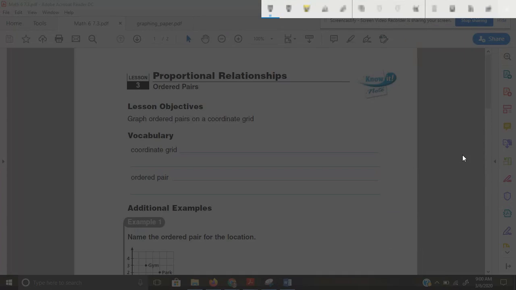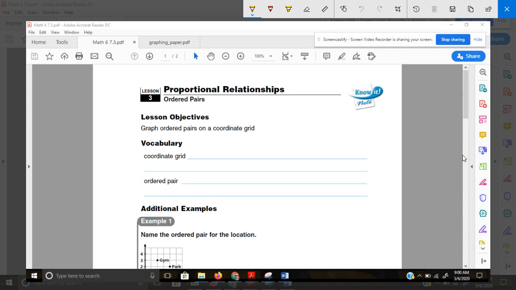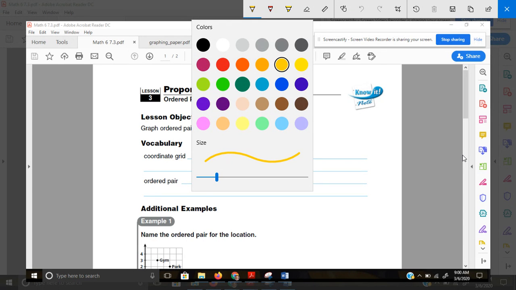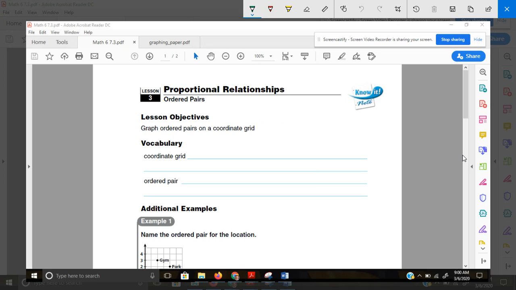Today we've got lesson 3, which is on ordered pairs. Again, we're in chapter 7 with proportional relationships. I'm guessing you've seen ordered pairs a little bit before, but I think they're kind of fun. They're used in things like mapping, a very common place you'll see ordered pairs used. If you've ever played the game Battleship, to me, ordered pairs is like a big game of Battleship.